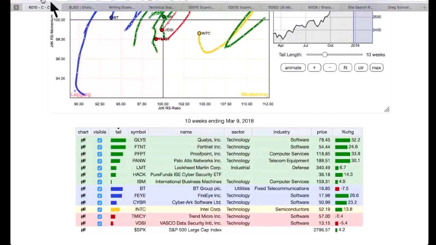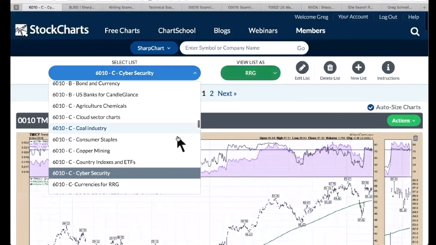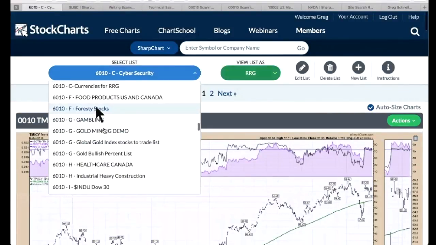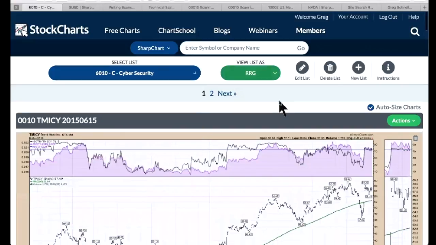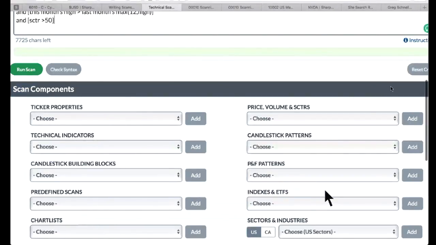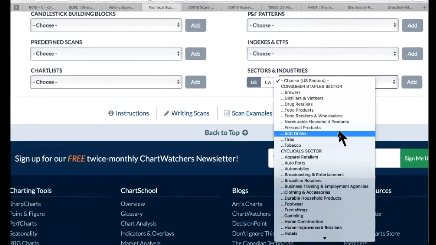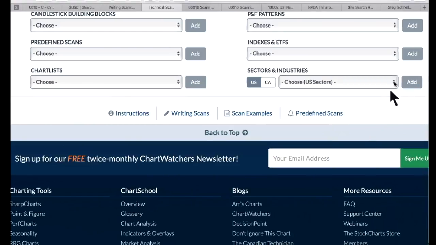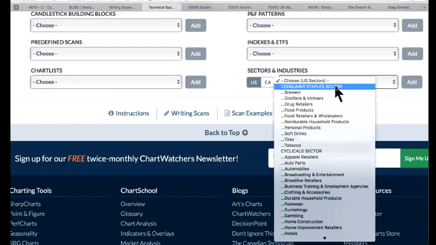But the important thing is you have to be set up in your group lists before you can make that happen. And that's a really important thing to do. So let's just go back to the technical scan here. And one of the things to remember is that all you have to do here is go in and say, I want to go get all the soft drink companies. And you can make a chart list just by grabbing one of those, or you can grab the whole consumer staple sector at once and bring all of those up.